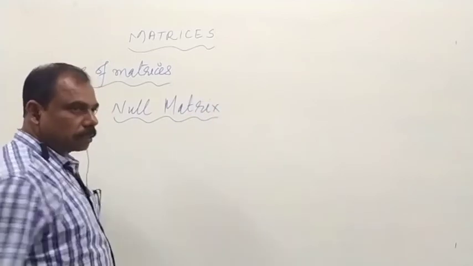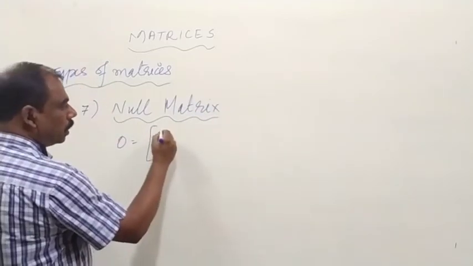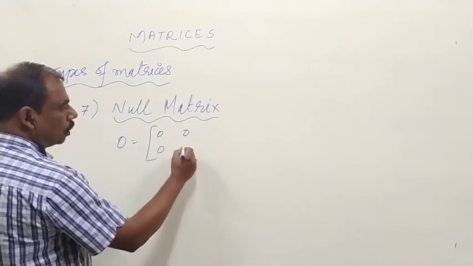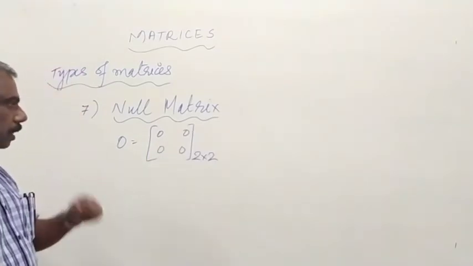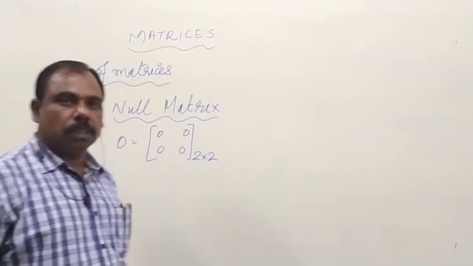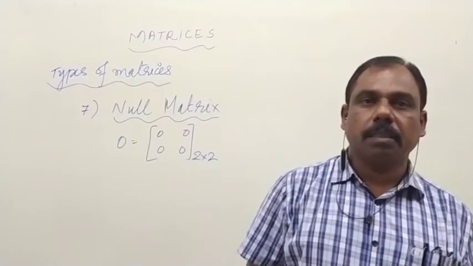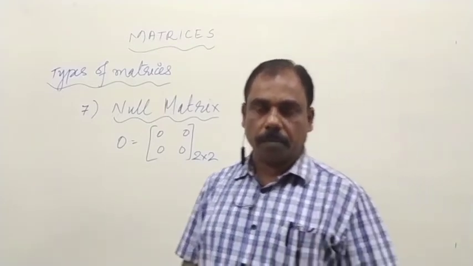Next is the null matrix or zero matrix, in which all the entries are equal to 0. Usually we denote that matrix by O or 0. That means, a matrix in which all the elements are equal to 0 is known as a null matrix or a zero matrix.